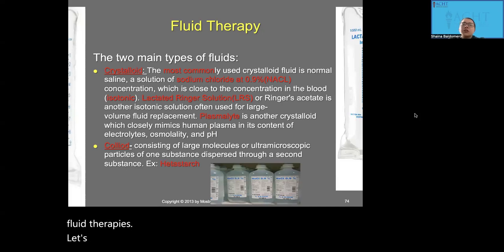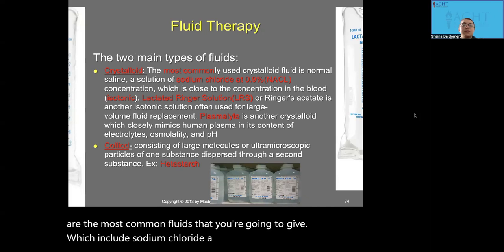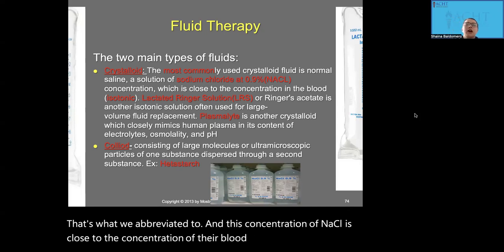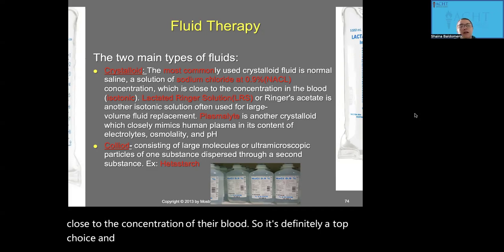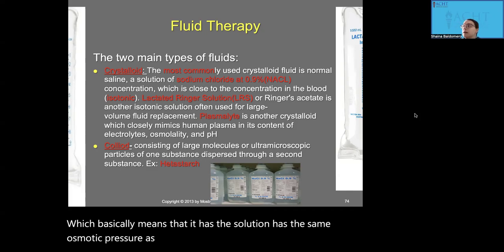Let's break down the two main types of fluids. Crystalloids are the most common fluids that you're going to give, which include sodium chloride 0.9%, known as NaCl. That's what we abbreviate it to. This concentration of NaCl is close to the concentration of their blood, so it's definitely a top choice, and it's considered to be isotonic, which basically means that the solution has the same osmotic pressure as another solution.